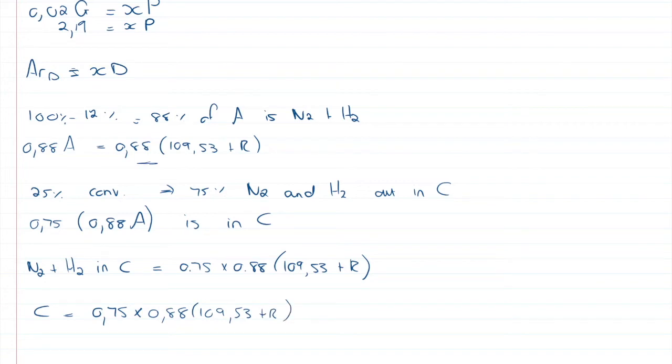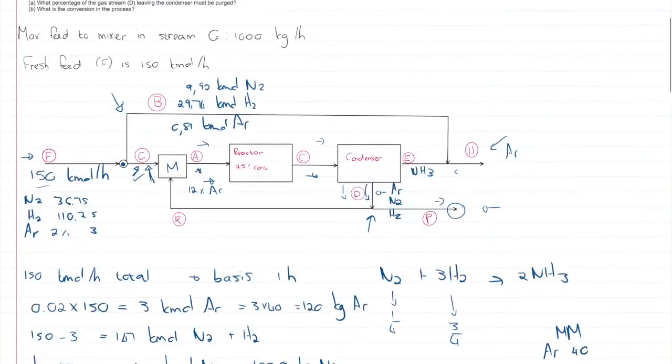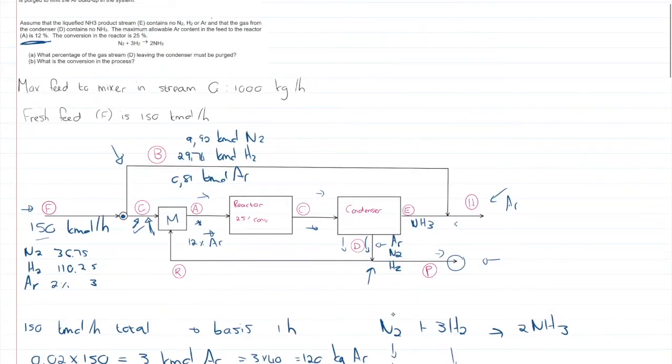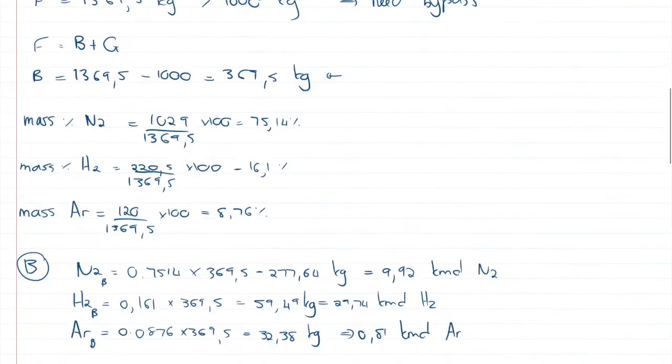So this is the N2 plus H2. Then we also need the hydrogen. And then also the NH3. So now this might actually introduce another unknown, but only if we keep looking at C, because what happens if we go through the condenser is we get rid of all the NH3 into E, and we are only left with the gases, argon, nitrogen, and hydrogen. So we know what is going on in B now.